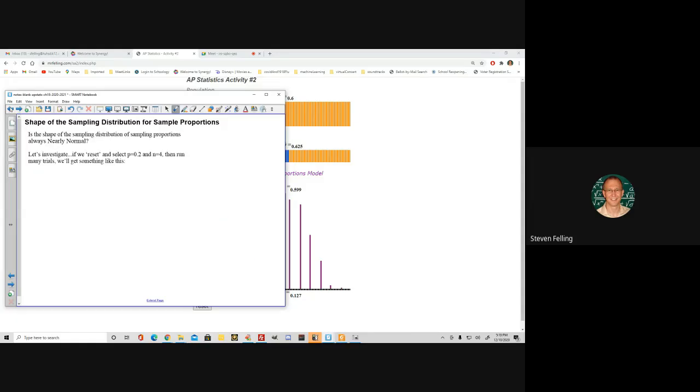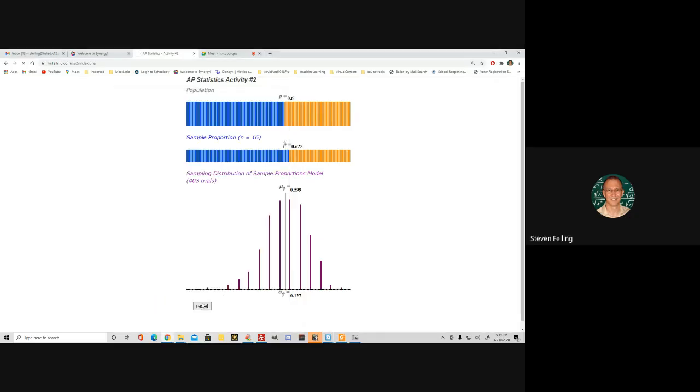So let me just go through the steps here. If you want, you can pause and go through the steps that are in your sheet. But I'm just going to continue on in the video here, assuming that you've paused and tried it yourself if you care to. Let's try P is 0.2 and N is 4.